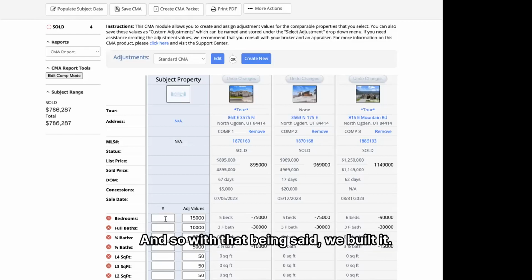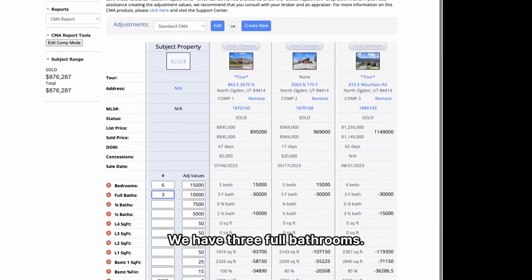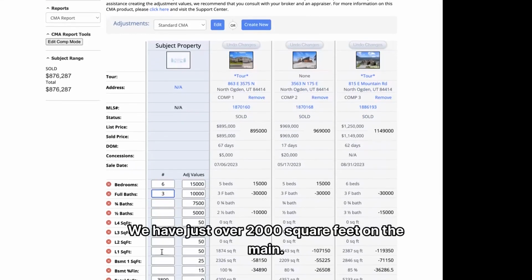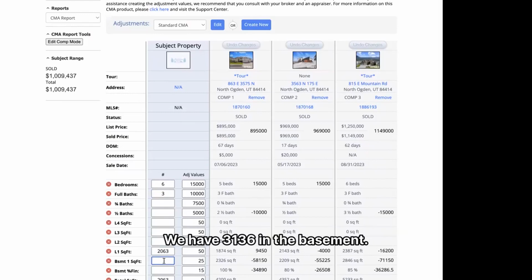And so with that being said, we built it. I know this information. So we have 6 bedrooms. We have 3 full bathrooms. We have just over 2,000 square feet on the main. We have 3136 in the basement.